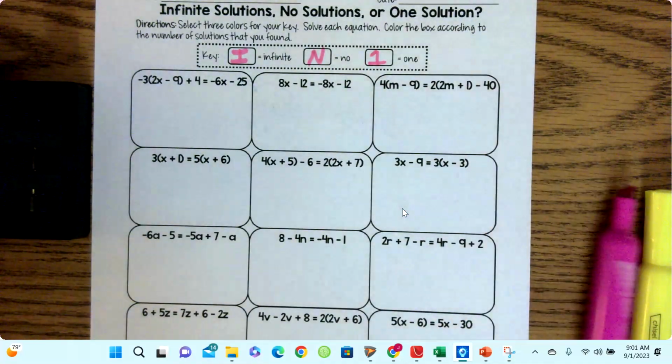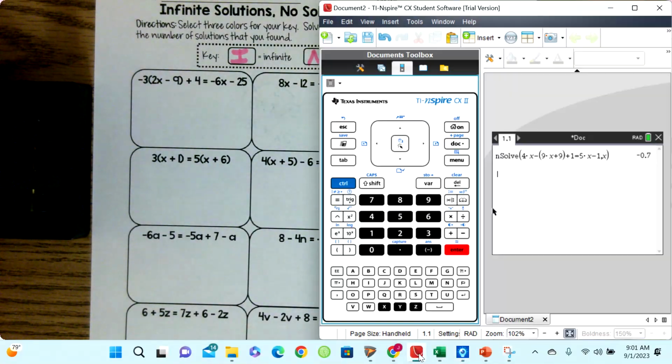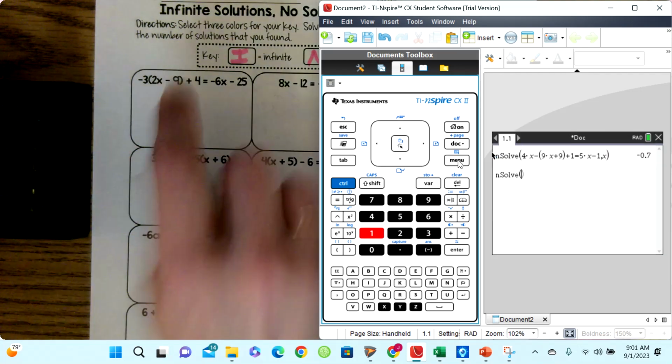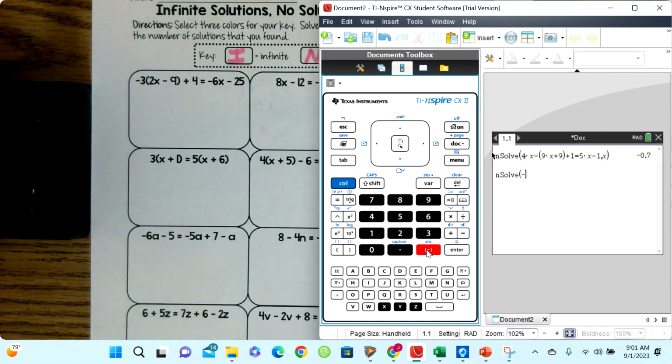So how do we tell? We can use the same method we've been doing. We can do menu 3(1), and then I can type that equation in. So negative 3, parentheses, 2x minus 9, plus 4. Is it minus 9? Oh, thank you. Plus 4 equals negative 6x minus 25. And then we do comma x.